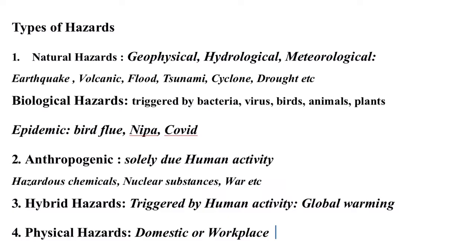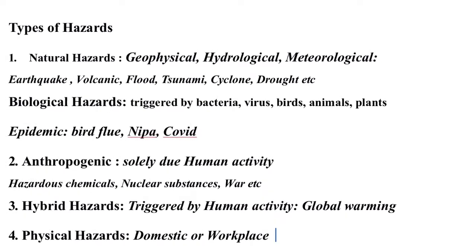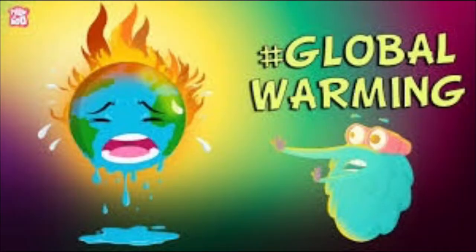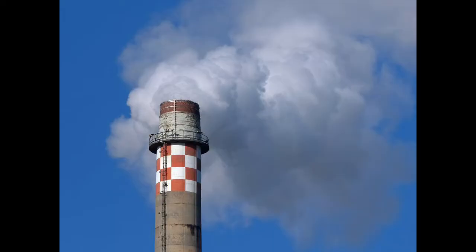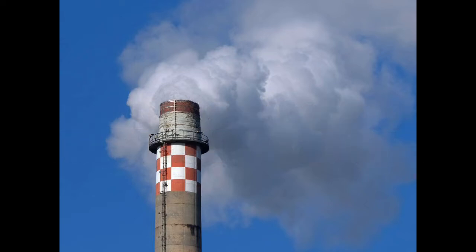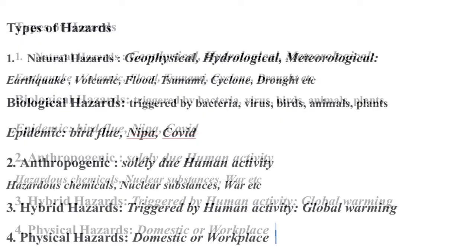Another type of hazards are hybrid hazards. These are triggered by human activities. A classical example is global warming. Global warming is due to higher and higher emission of greenhouse gases. As a consequence, there may be slow or sudden onset of natural phenomena that may sometimes become hazardous in nature.